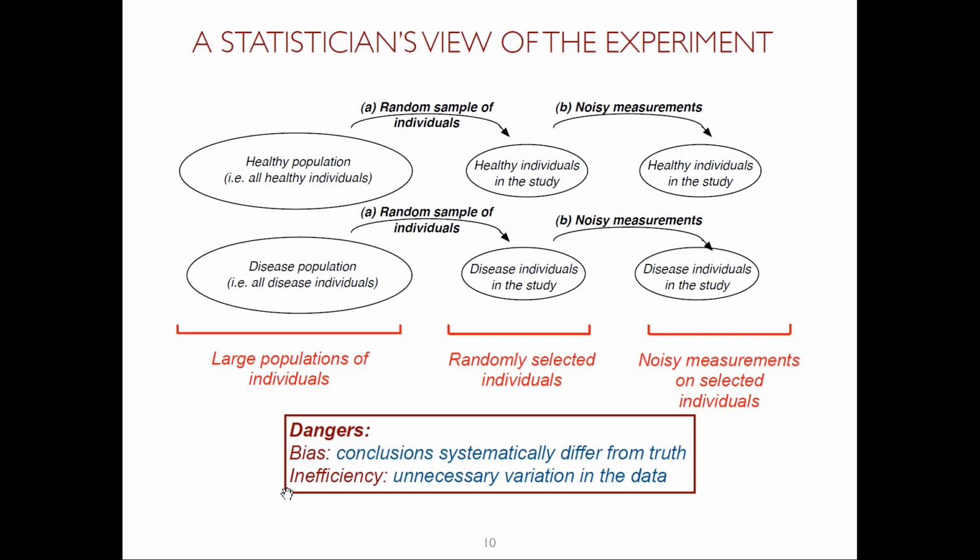The second problem is inefficiency. Inefficiency means that what we see is so noisy or has so much variation and uncertainty that for all practical purposes, we cannot say anything useful about the populations. And so the goal of experimental design is also to minimize inefficiency so that our data are as informative of the populations as possible. So this is really the idea.